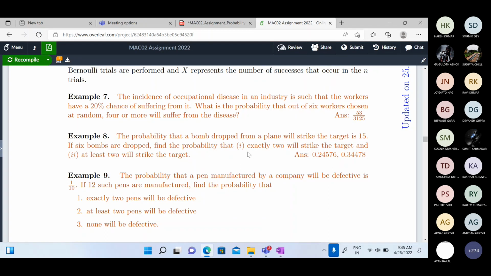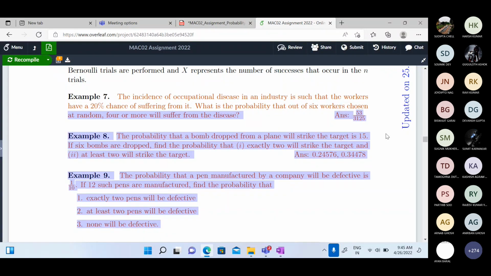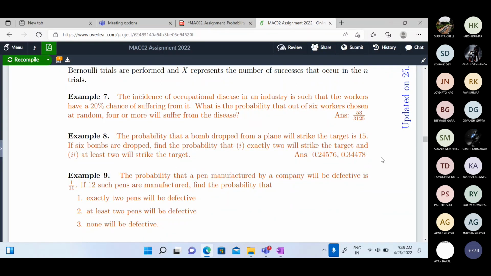Number 7, anyone able to solve? Sir, yes, 4 by 5 to the power 6. The answer is given here. Oh, the answer is given here. You try to.